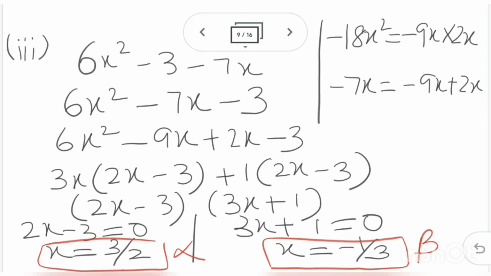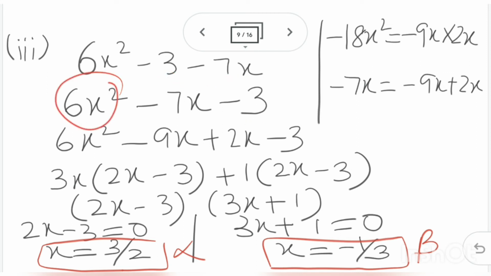Now in this example, we have the quadratic polynomial 6x square minus 3 minus 7x. Now one thing you should observe here is that they have written the constant term in the middle and the term containing x at the end. So you need to shift the terms first. You have to write the quadratic polynomial in standard form, in decreasing order of the power of x. So you bring this term in the middle and this term you take to the right.